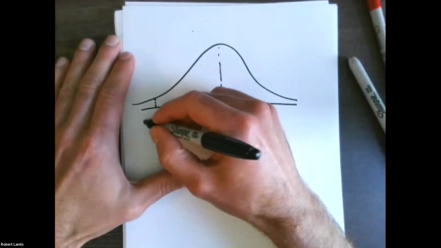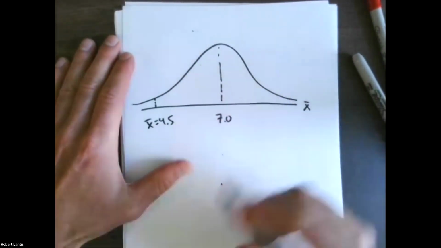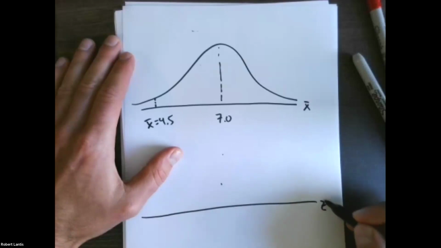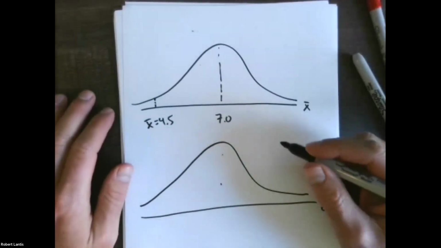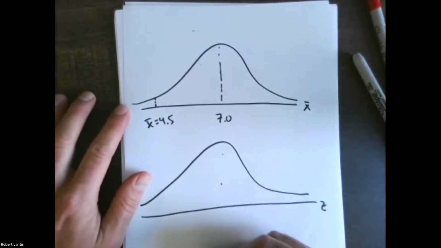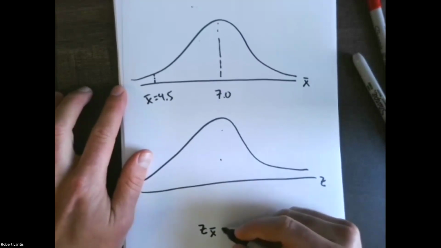7%. I found a sample mean of 4.5, right? This is my distribution of my sample means. I can turn that into a standard normal distribution, right? So I can turn this value into a z-score. How can I do that?